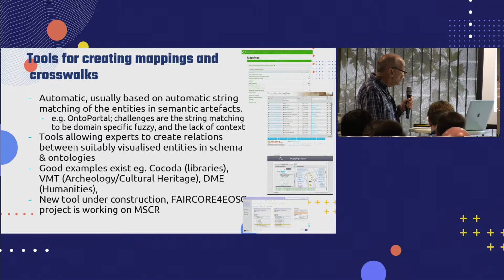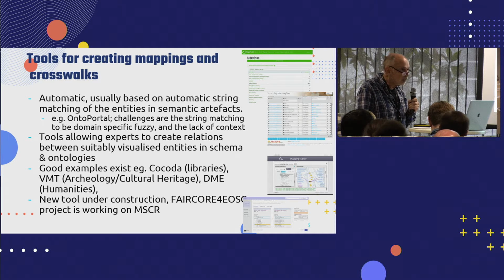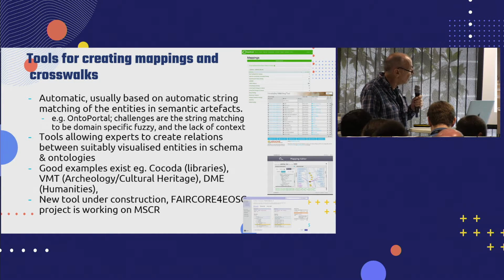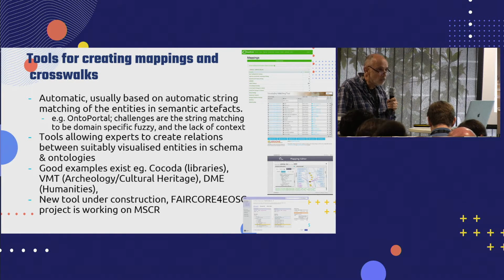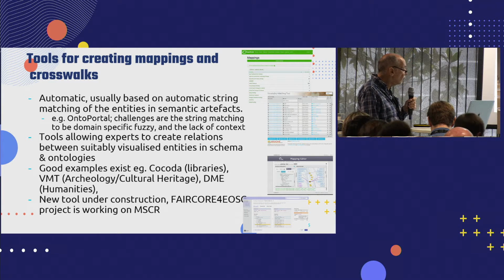I should say that the FAIRCORE4EOSC project, which was already mentioned, is working on such a tool, the metadata schema and crosswalk registry. It will have a graphical interface to exactly create mappings the way I described. It will also test out the MSCR in a number of demonstrators and a number of case studies in collaboration with a few communities.